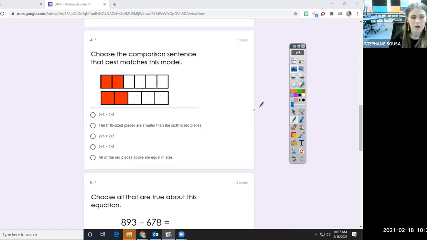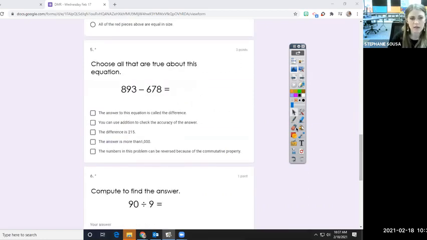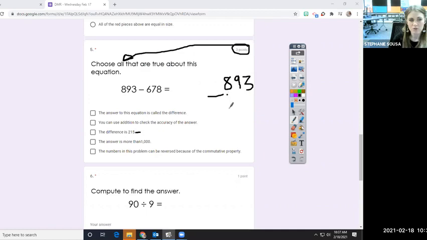Okay. All right, next one, it says there are 3 answers. So when it says all, it's talking about 3. That's a hint for you. Test smarter, not harder. Choose all that are true about this equation. 893 subtract 678. One of the statements is about the difference, so I need to know what the difference is in order to know if that statement is true.